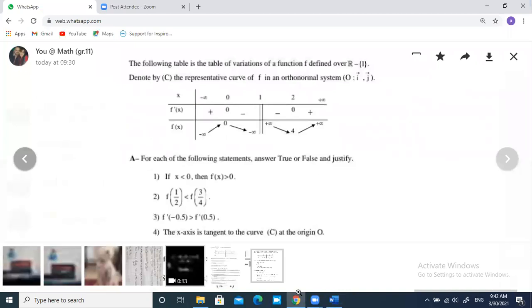And the last one: the x-axis is tangent to the curve at the origin. First, the origin (0, 0) belongs to the curve. Second, the derivative at 0 is 0. It means that the tangent line is horizontal, and a horizontal tangent line passing through the origin is the x-axis. So true.